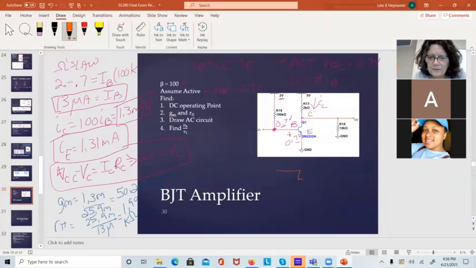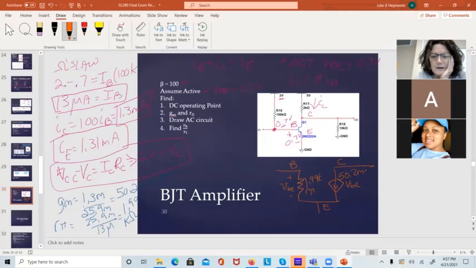Start with the basic circuit. R pi, 1.99 k. This is the base. This is the emitter. And then I've got the dependent source. This is GM-VBE. And GM in this case was 50.2. And this is the collector.